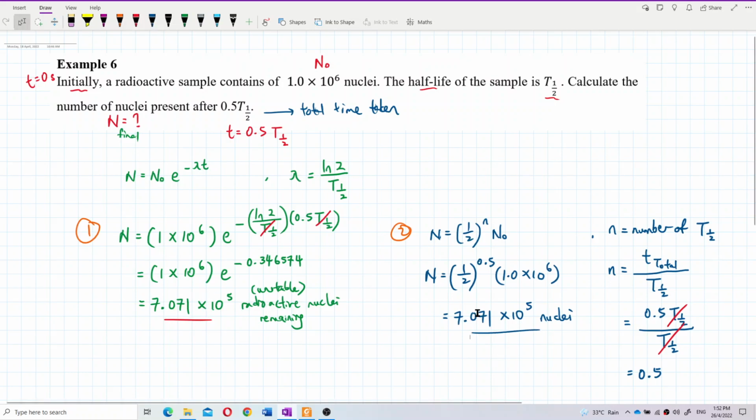Either the first method or the second method, the answer is still the same. Both methods are accepted, but normally we use the first method because it is quicker, and normally the list of formulas also provides this formula. But I just want to tell you that the second method is also viable and can be done to get the same answer. So there are two ways to do these questions. Okay, that's all. Bye. See you in the next video.